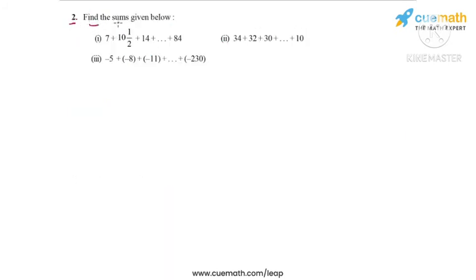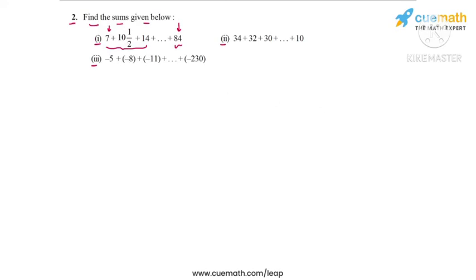Exercise, we have to find the 3 sums given below. So we have these 3 arithmetic progressions, and in each case we are given the first 3 terms and the last term of the arithmetic progression, and we have to find the sum of terms. So we don't have the number of terms, but what we do have is the first term and the last term, and of course we can find the common difference in each case.